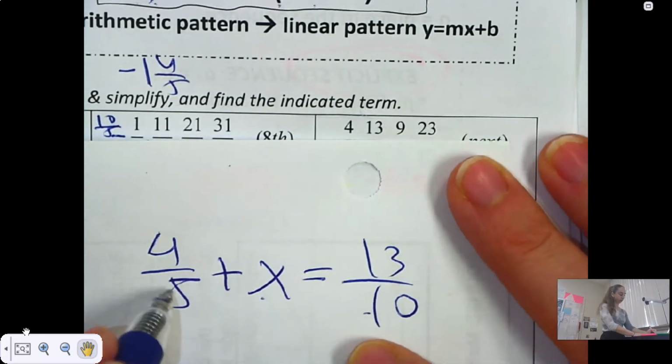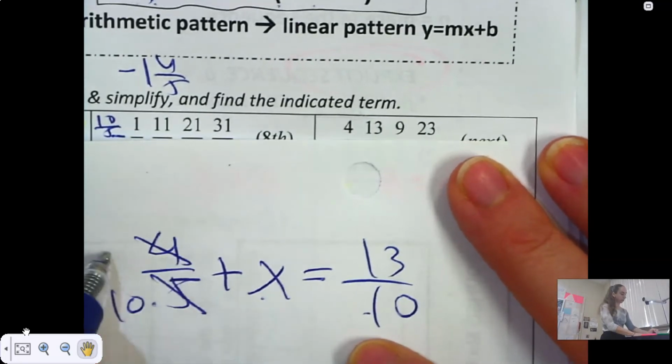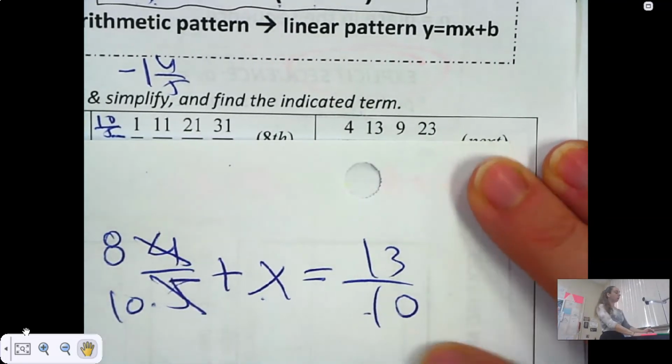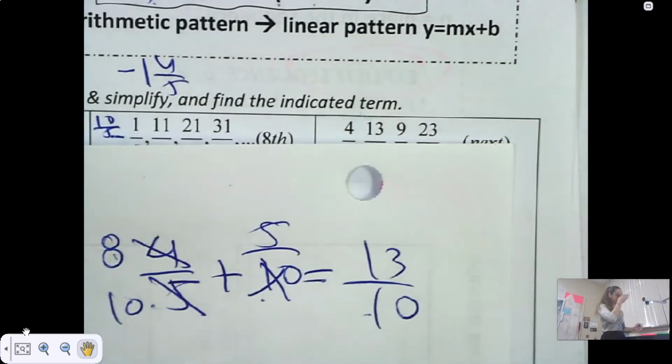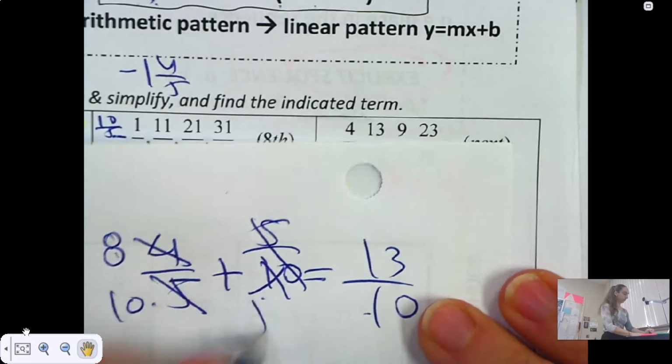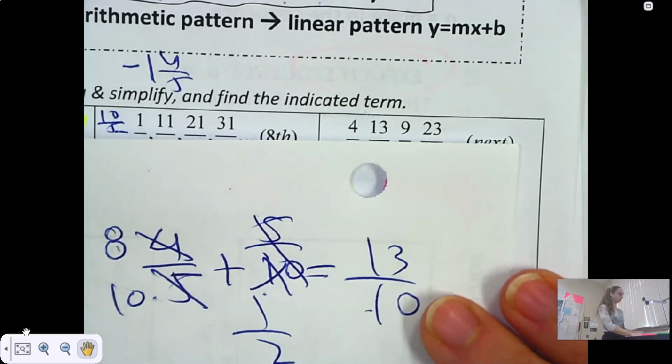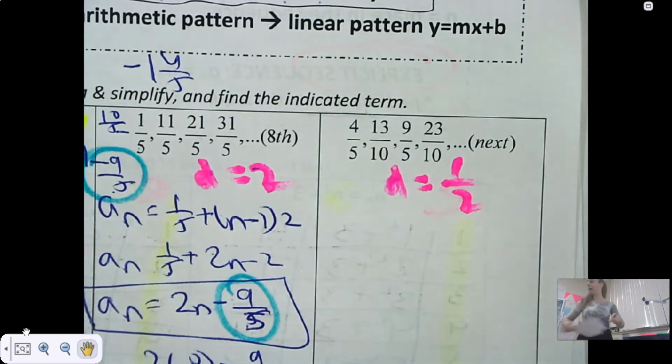If I want the denominators to be the same, that would be a 10, times 2 times 2. Oh, okay, well 8/10 plus 5/10 is 13/10. 5/10 is 1/2. Everything can be a half.